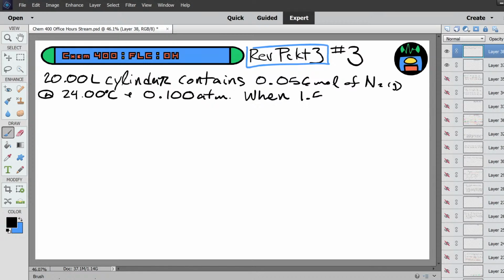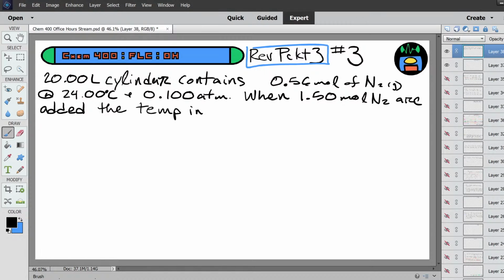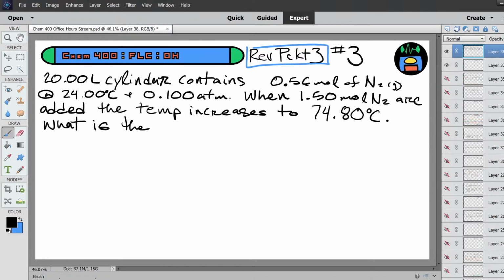When 1.50 moles, hang on. I wanted that to be 0.56 moles of N2. When 0.50 moles of N2 are added, the temperature increases to 74.80 degrees C. What is the, I should say, the new pressure?